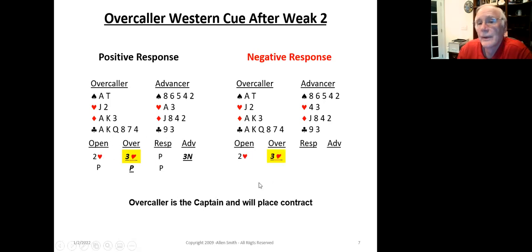Same situation. It's asking for the blocker. He says, nope, I don't have it. Bids 3 spades, comes back, and the overcaller places the contract in 4 clubs. This is exactly the same as the previous slide, except this is being made over a weak 2 rather than over a 1-level bid. So you can see how versatile this is.